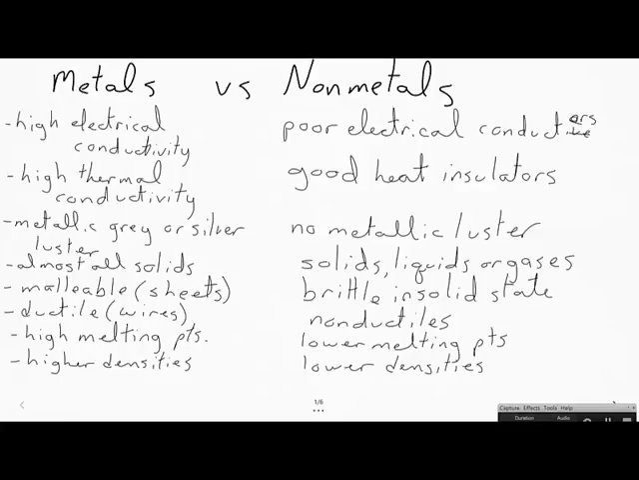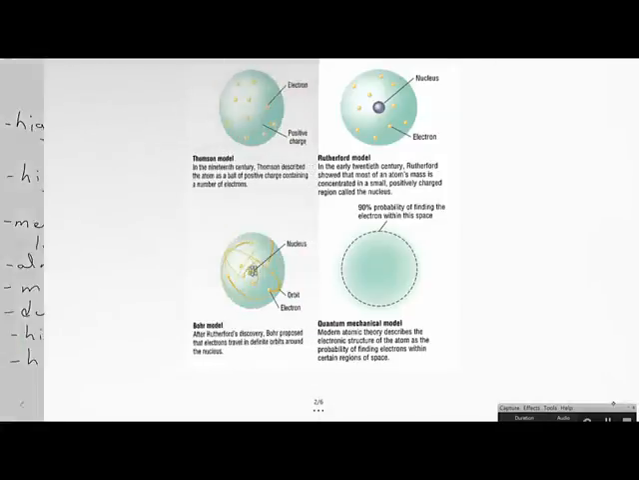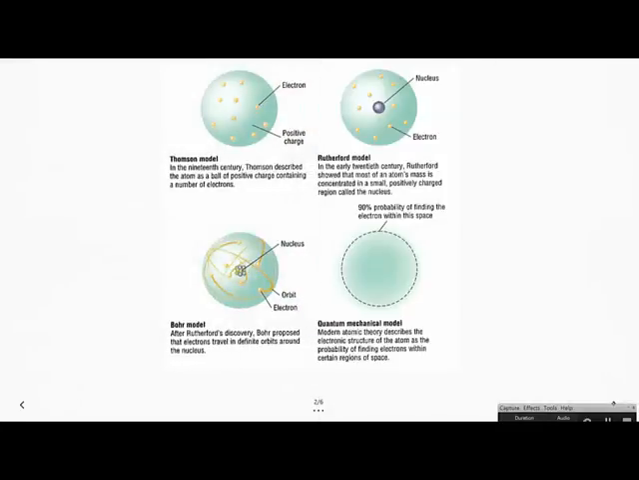So now let's go back and review for a minute the different models that we have of the atom. We talked about this previously. We have the Thomson model of the atom, in which, in the 19th century, he said the atom was a ball of positive charge containing a number of electrons. We then went to the Rutherford model in the early 20th century, when he said that most of the atom's mass is concentrated in a small positively charged region in the center called the nucleus, and the electrons were all over the place.